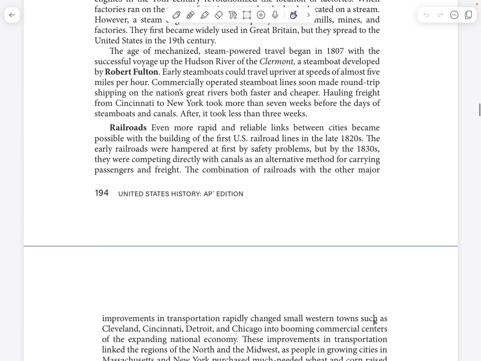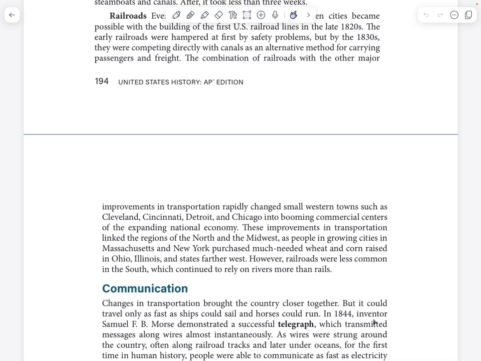The combination of railroads with the other major improvements in transportation rapidly changed small western towns such as Cleveland, Cincinnati, Detroit, and Chicago into booming commercial centers of an expanding national economy. These improvements in transportation linked the regions of the North and the Midwest as people in growing cities in Massachusetts and New York purchased much-needed wheat and corn raised in Ohio, Illinois, and states farther west. However, railroads were less common in the South, which continued to rely on rivers more than rails.